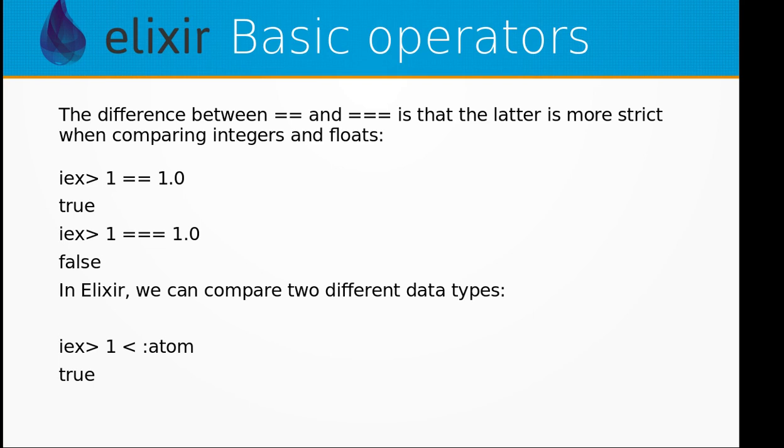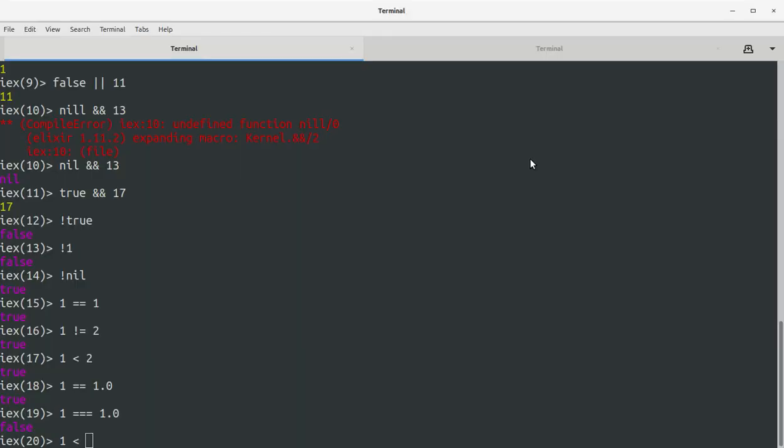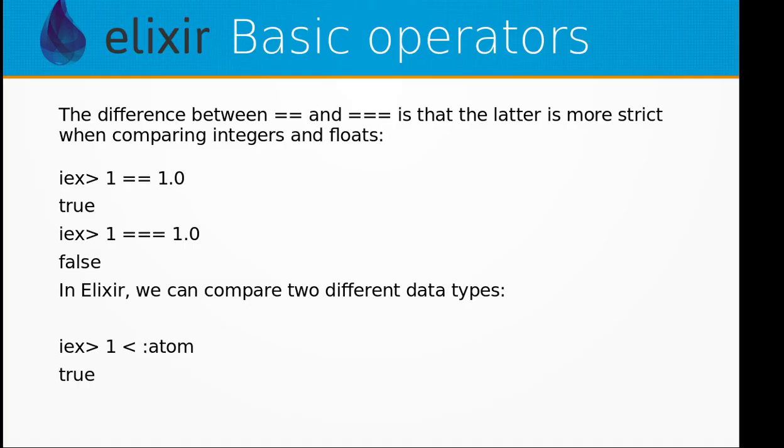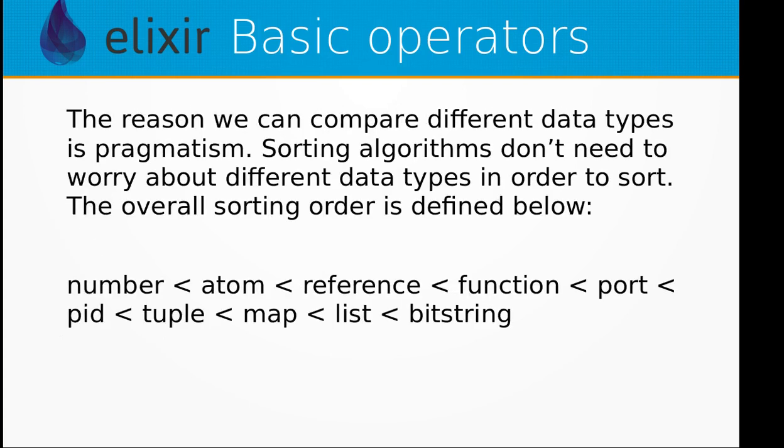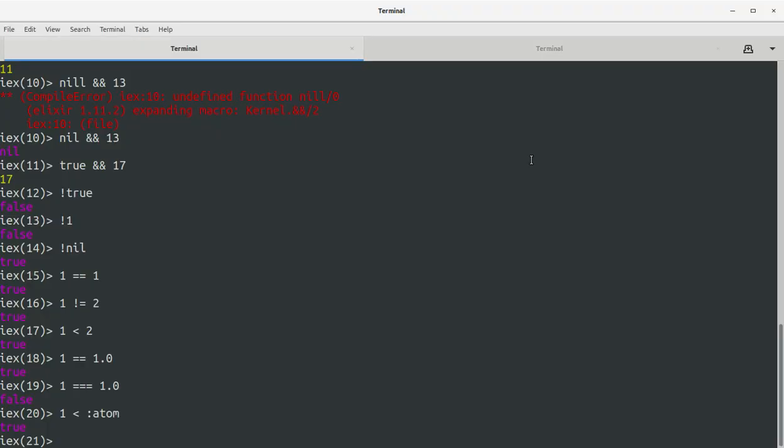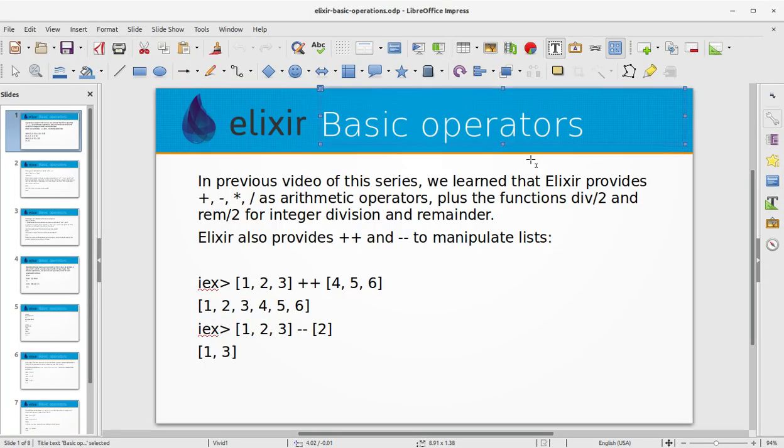In Elixir, we can compare two different data types. So I can compare 1 with an atom, and I get true. The reason we can compare different data types is pragmatism. Sorting algorithms don't need to worry about different data types in order to sort. The overall sorting order is defined below: number is less than atom, less than reference, less than function, less than port, less than pid, tuple, map, list, and bit string. You don't need to remember all of this order by heart to use these operators.